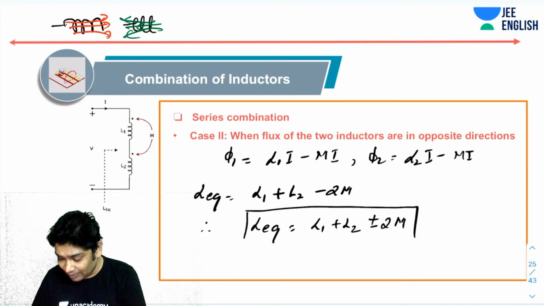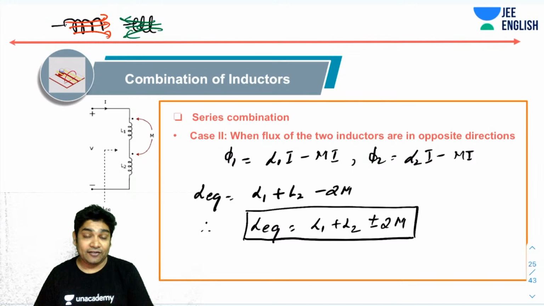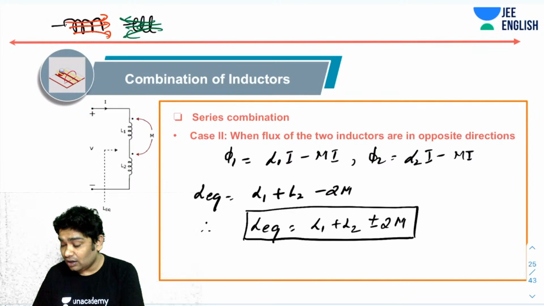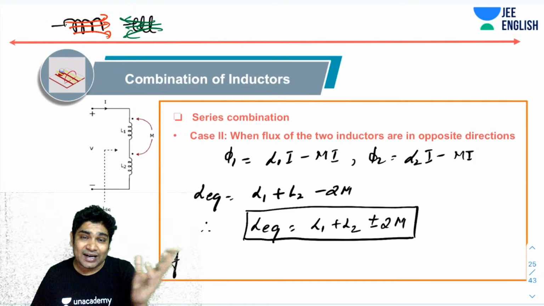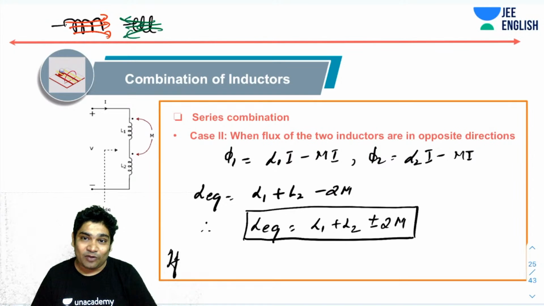Now if M is ignored, if mutual induction is ignored, then the general formula for equivalent L, let's write that also. If suppose there were multiple coils, many coils, then you realize it's very difficult to keep track of all the mutual induction. Then what we do is we ignore that.